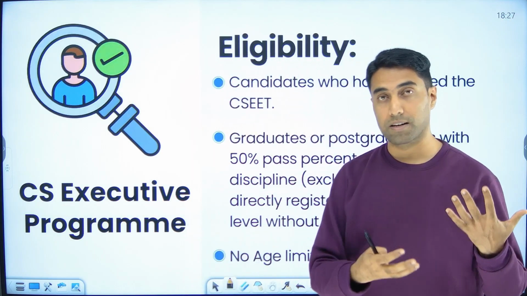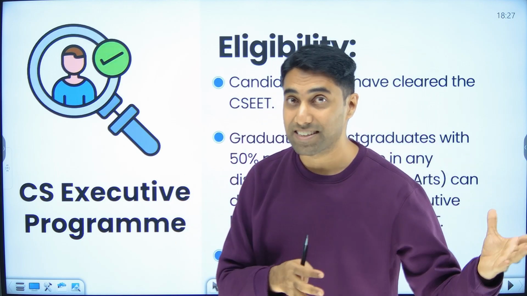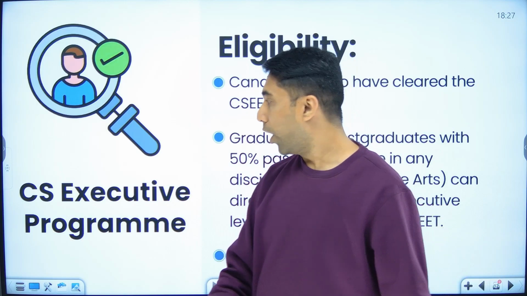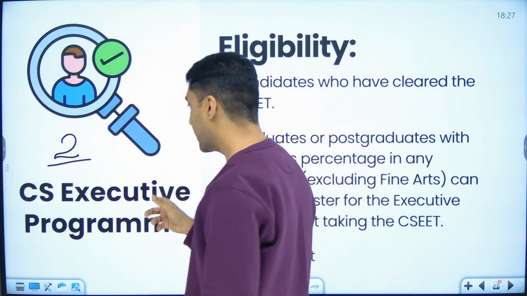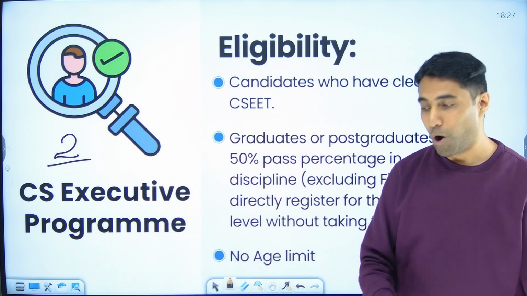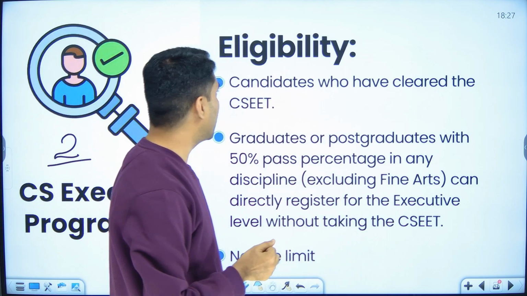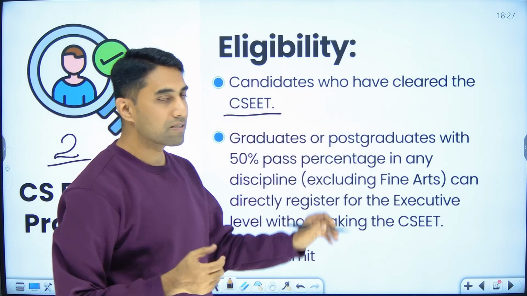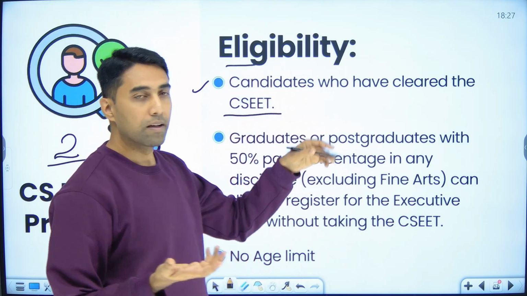Now that you have passed, let us say you pass the CS Executive Entrance Test, CSEET, you come to the second stage, which is our CS Executive program. Like I told you, how many routes are there to come here? There are 2 routes, and the first and simple route is what? Anybody who has passed the CS entrance test, CSEET, you pass and you enter executive.